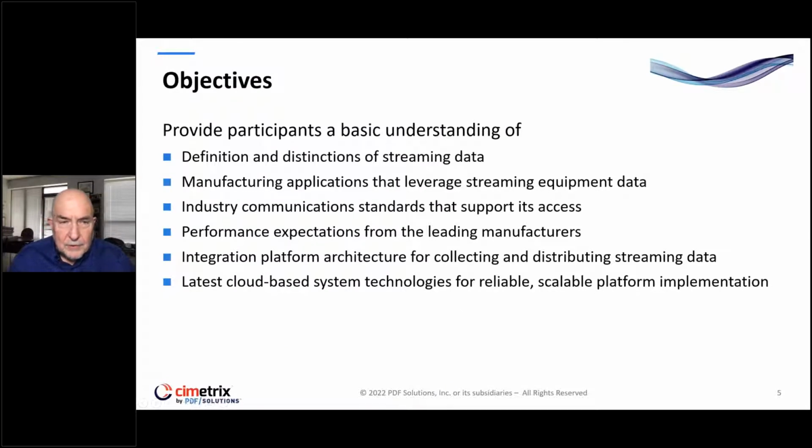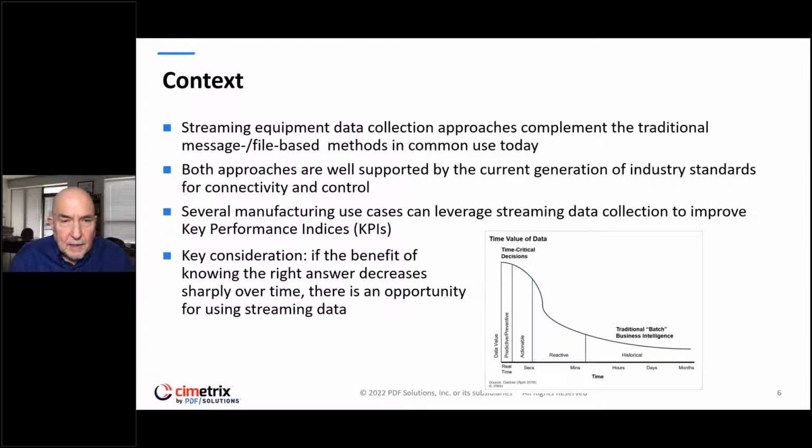All right, our objectives are to provide the participants a basic understanding of streaming data and how it's distinguished from other sorts, batch data in particular, talk about applications that can leverage those to pique your interest and maybe cause you to think of some in your environment. Again, cover the standards that support it, and a quick preview: the industry standards already well support this technology. And then expectations and implementation. So I've covered that.